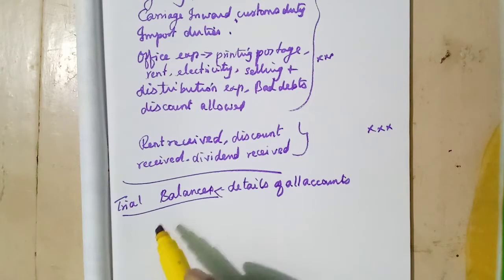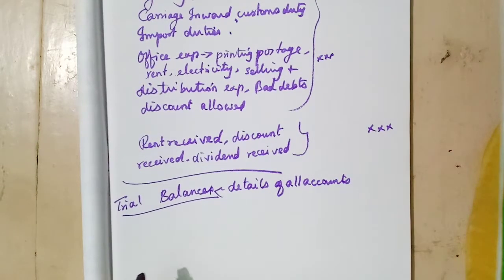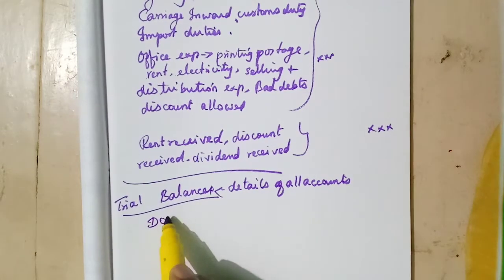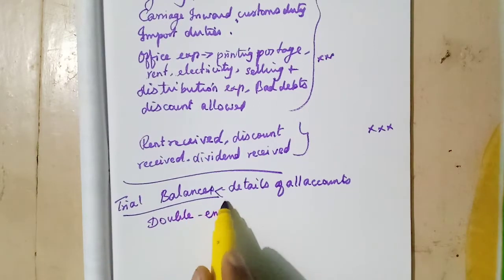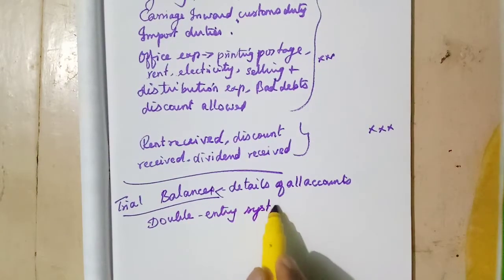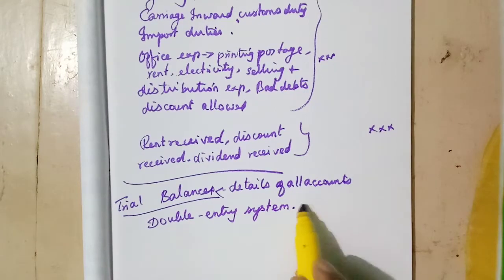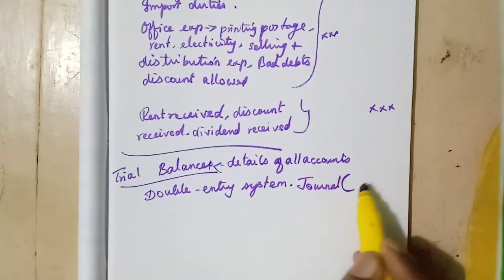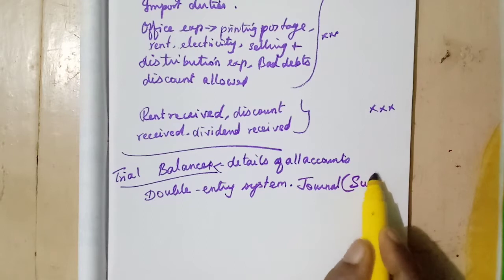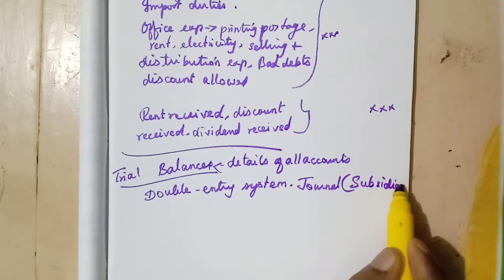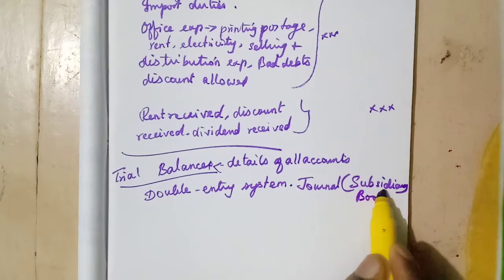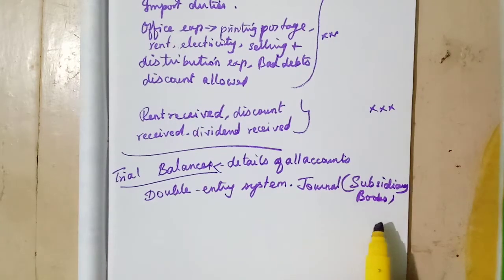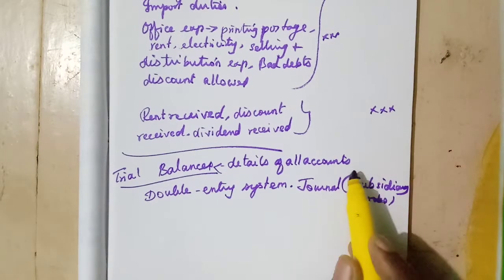Then we are entering all the debit and credit. Here we prepare the journal entries with the help of the double entry system, isn't it? Following the double entry system only we prepare the journal entries. So that is the first step, preparing journal or the subsidiary books, which we will learn in the next lesson. Instead of writing journal entries one by one, we will summarize everything and prepare the subsidiary books.